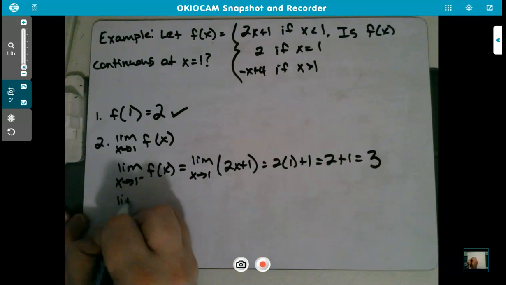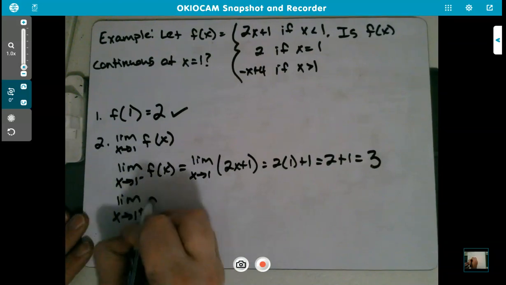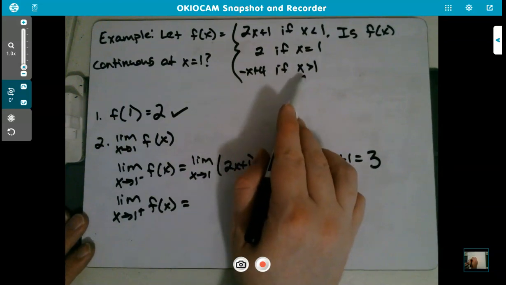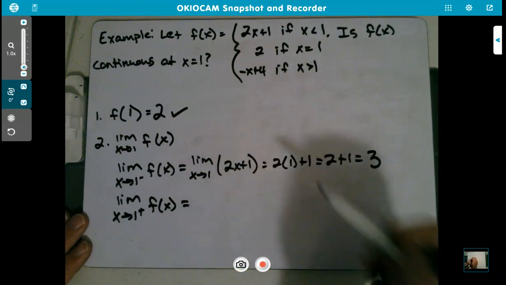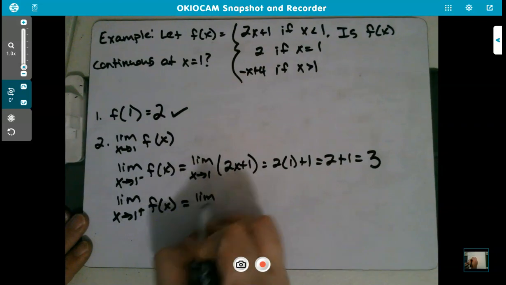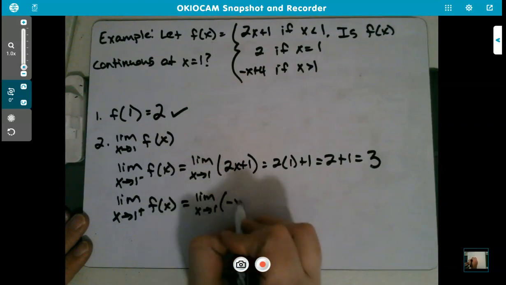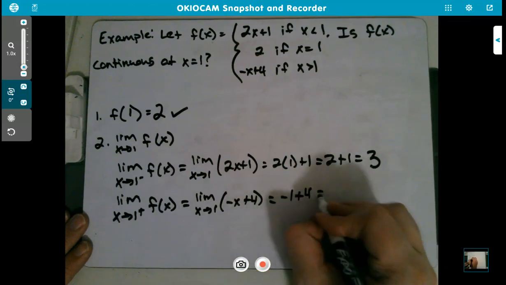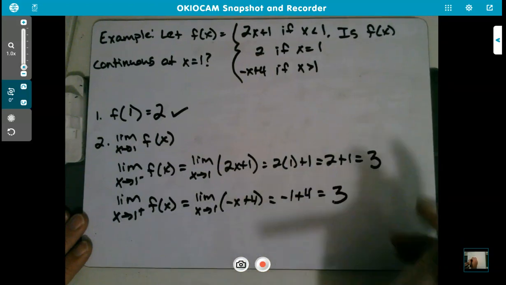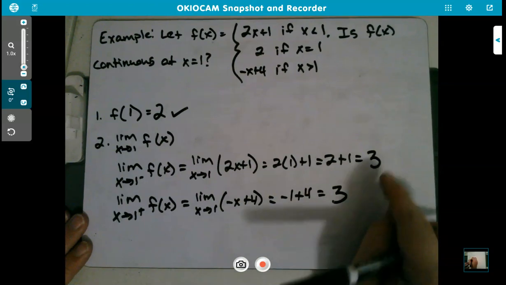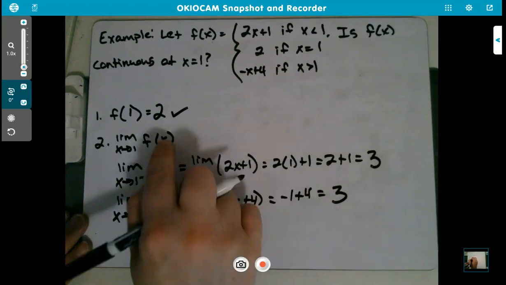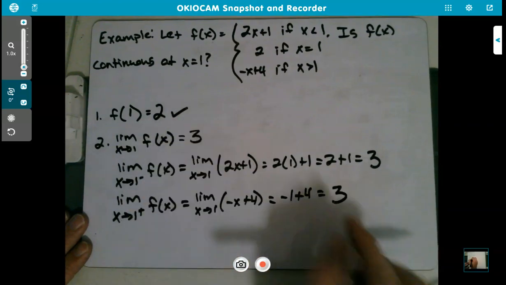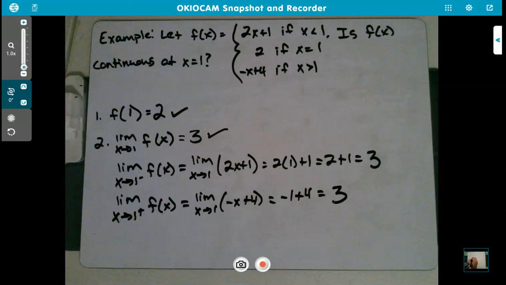So now let's see what happens from the right side. From the right side, I'm going to use the last rule because that's when x is greater than 1, and so that's happening on the right side. So we're going to use negative x plus 4. Again, we can just plug it in, so that's going to be negative 1 plus 4. Negative 1 plus 4 is 3. So since from the left it's equal to 3 and from the right it's the same thing, the limit as x approaches 1 is equal to 3 because they are the same thing. So rule number 2 holds, and that's good.